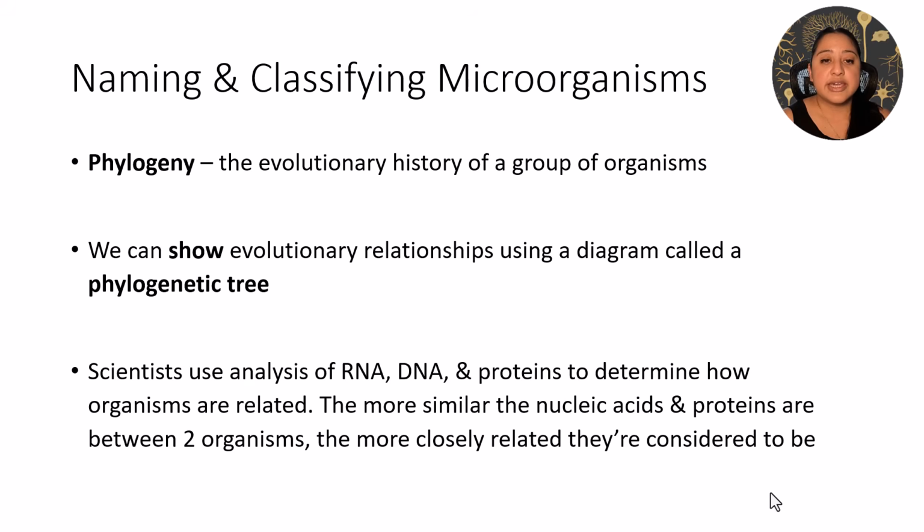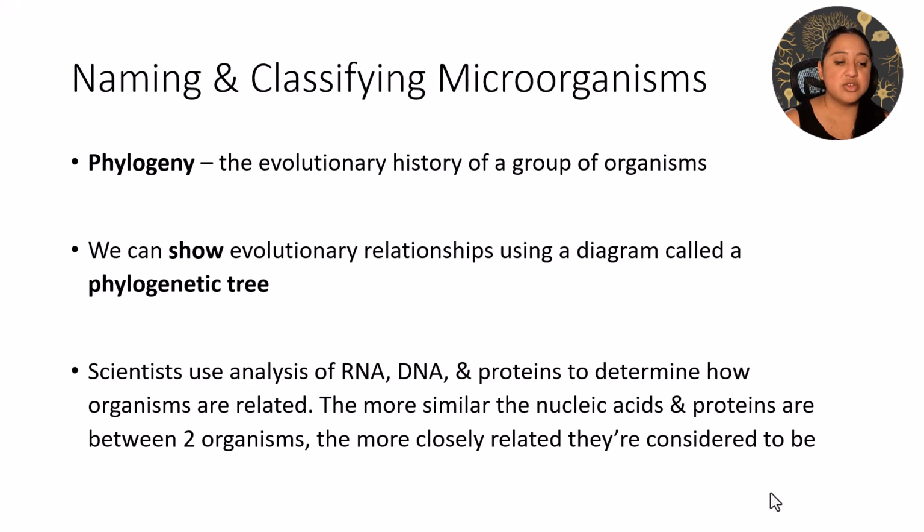Phylogeny is the evolutionary history of a group of organisms. If you think about mammals, because we're very human-centric, the phylogeny would be the evolutionary history of this group of organisms. How did we branch off into different kinds of primates? That's phylogeny. We can show these evolutionary relationships using a diagram called a phylogenetic tree. Scientists build these phylogenies and show them through phylogenetic trees based on analyzing RNA, DNA, and proteins. That really helps tell us how organisms are related.